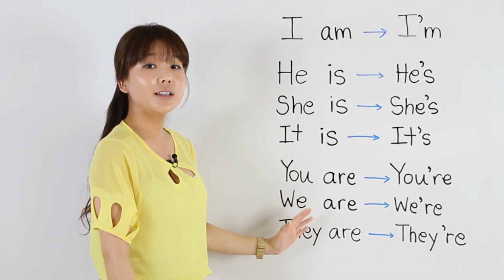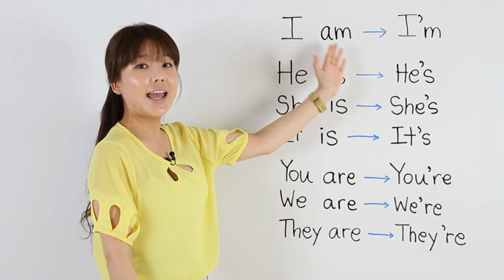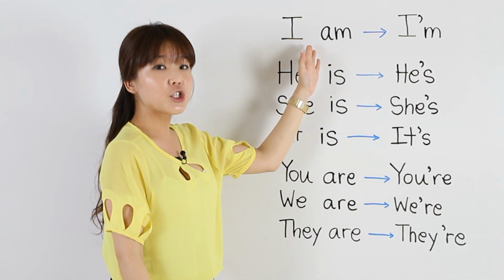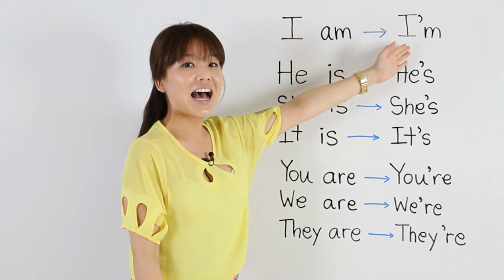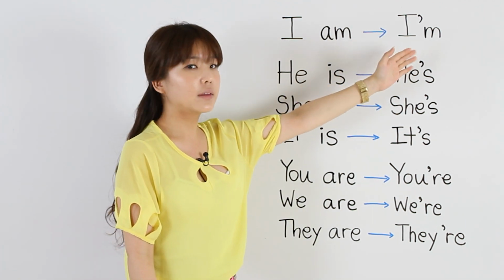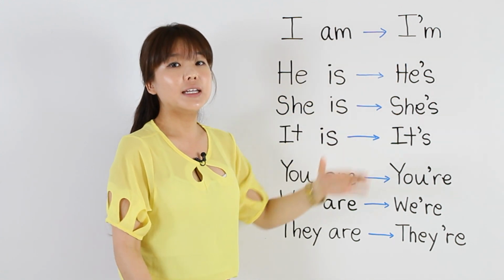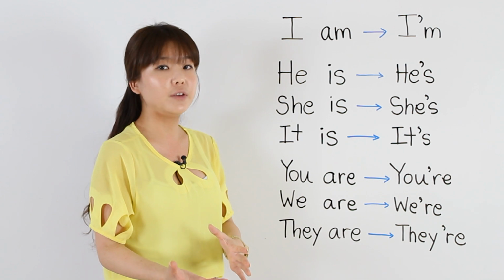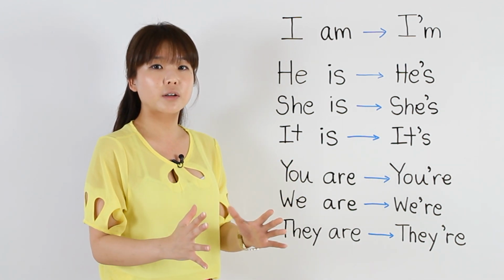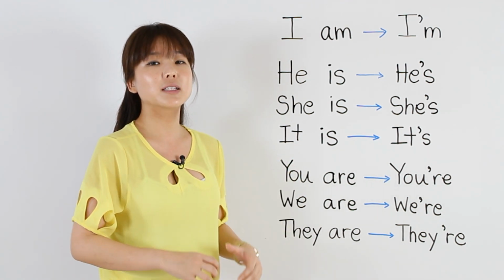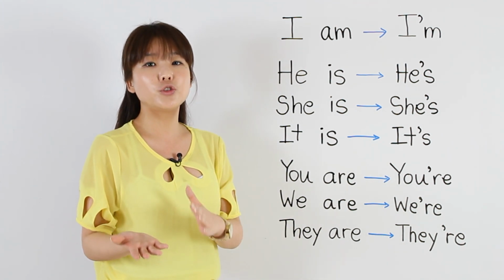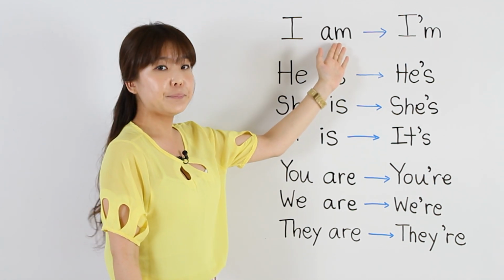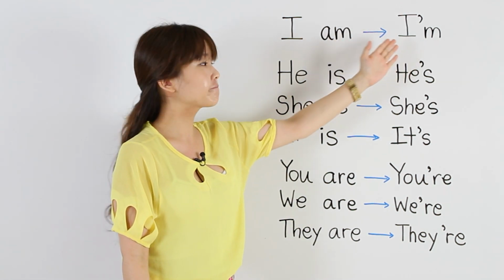Okay, so let's look at the first one. I am. I am Esther. The contraction for I am is I'm. Now, a contraction is a more common way of saying subjective pronouns and their be verb. It's faster and quicker and shorter. Okay, it's more common. I want you to use contractions.